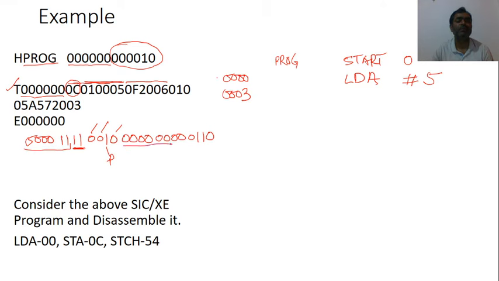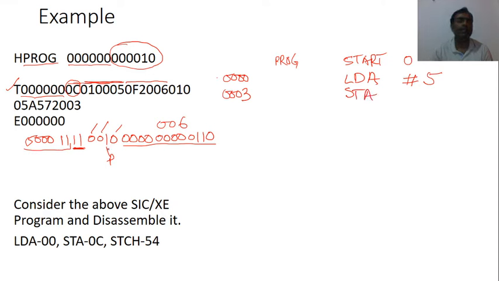Now this is our displacement. What is the displacement here? 006 in hexadecimal. Now what is the instruction here? You can see here 000011. If I append 00 here, it will be 0C. And what is the mnemonic corresponding to 0C? That is STA. So our instruction is STA.